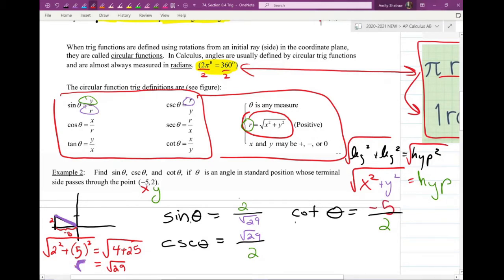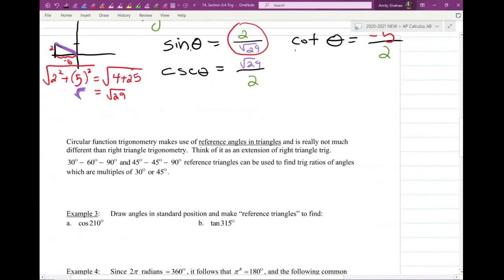Now, this one, technically, yes, we should rationalize, but guess what? I have good news. On the AP Calculus exam, you do not need to rationalize your answers. So you may just put a box around that and let it go, okay?